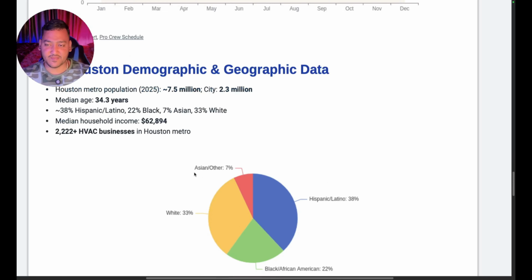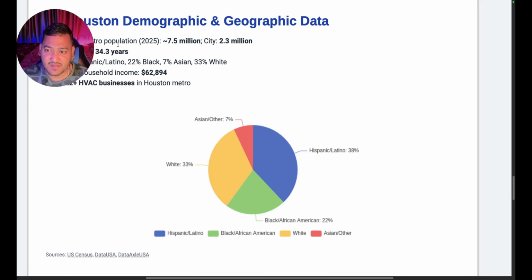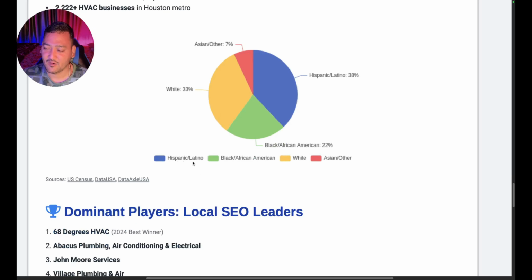Now let's go to the next part, which is demographic and geographical data. So if I show you here the metropolitan area, Houston, according to 2025, there are over 7.5 million people in the entire Houston area. Look at the number here. We have more than 2,000 HVAC businesses in Houston Metro, which is crazy. And you can see the demographic data here, the Latino and all kinds of people living here.